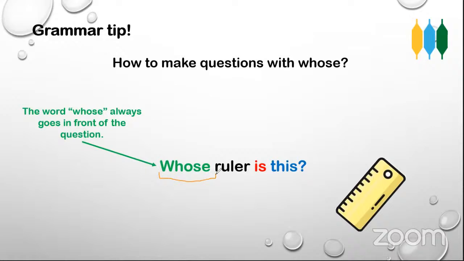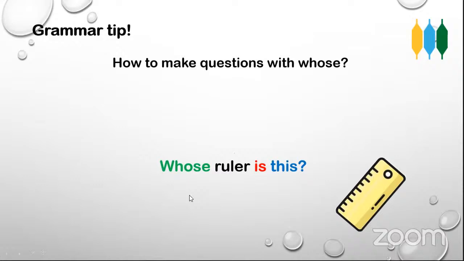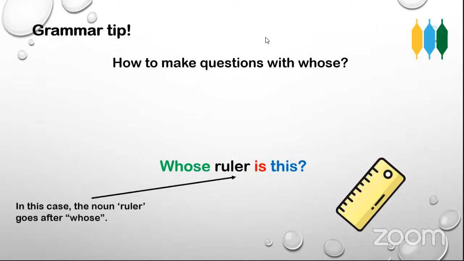We're asking a quien pertenece algo. But now, if we're going to ask about whose, then I just have to indicate the thing that I'm talking about. In this case, I'm asking whose ruler is this? In Spanish, it could be something like, ¿de quién es esta regla? And here in this question, ruler, which is in black, indicates the thing that I'm asking for.